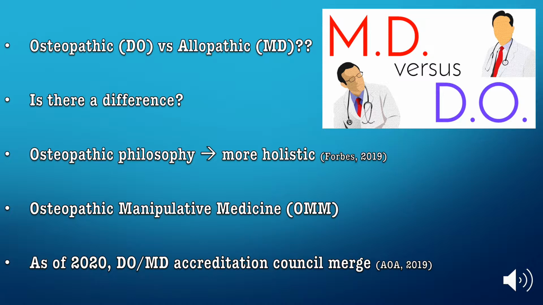Aside from those differences, there's really no difference in schooling, residency, or even just medical knowledge. In fact, next year, in 2020, the accreditation boards, which are essentially the boards you have to take to finalize your being a doctor, it's like your final exam of med school, the councils are going to merge. So you'll be taking the same test. So there's really, aside from that, no difference. In fact, I've heard some people say DOs actually know more because they have to learn osteopathic manipulative medicine.